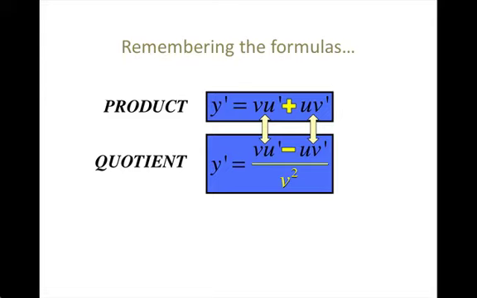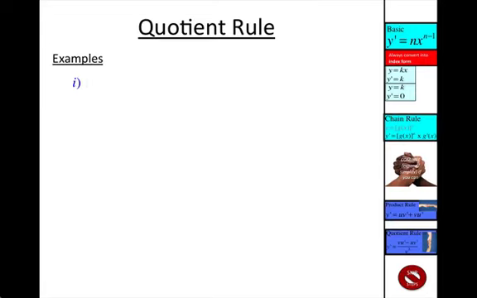So you should have a go now, looking down and just writing out your two formulas. vu dash plus uv dash, and quotient is vu dash minus uv dash over v squared. There are your two formulas. Okay, let's get back to quotient. Okay, example 1, quotient rule.